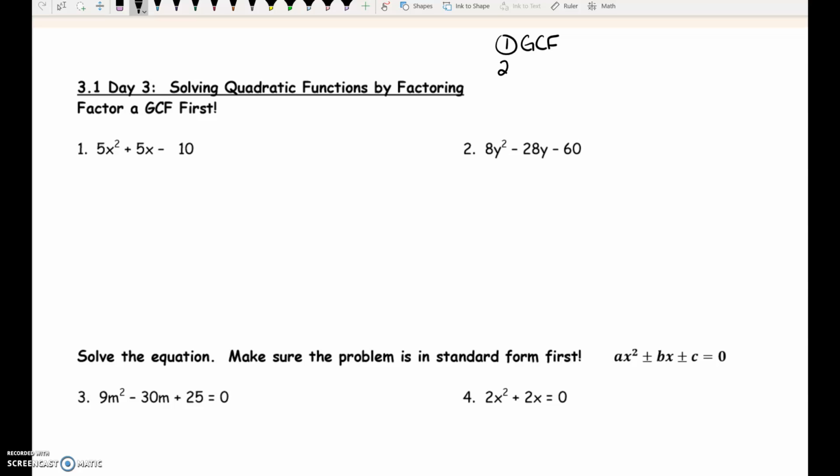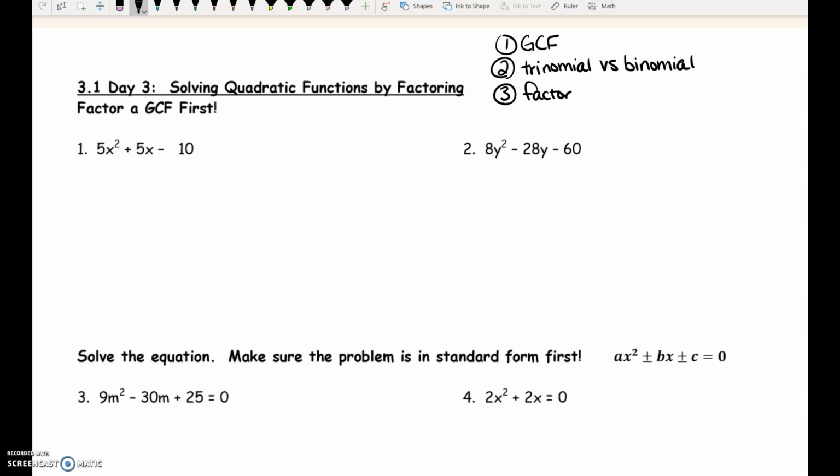The second thing you should check is, is this a trinomial? Is it 3 terms, or is it a binomial? Is it 2 terms? If it's 2 terms, it's likely difference of 2 squares. So you're going to be looking for trinomial versus binomial to see if there's any tricks that will help you factor it quicker. And then your third step is going to be to then just factor.